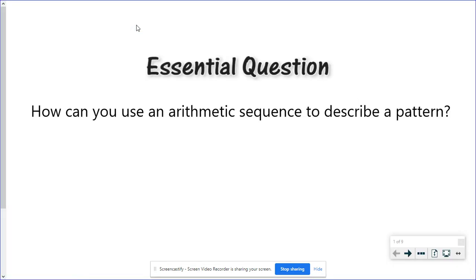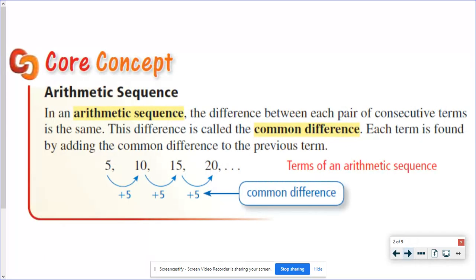Hello, algebra students. We are going to spend another couple of days on something that relates to what we were doing with writing linear equations. We're going to be working with arithmetic sequences. I know it looks like the word arithmetic. You say it arithmetic because it's describing the kind of sequence. And we're going to be looking for patterns in this kind of sequence.